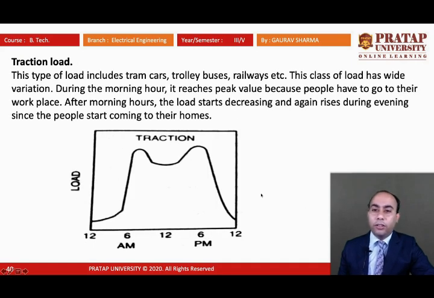Next is the traction load. Most of the trains run in the daytime, so the traction load generally has its maximum demand in the daytime, and the maximum demand definitely occurs from about 10 a.m. to approximately 11 a.m., which is high, and in the evening near about 5 p.m. to 7 p.m. is also high. The reason for these two time periods is that people are going to their offices and then returning to their homes, so that is the reason for the higher peaks.